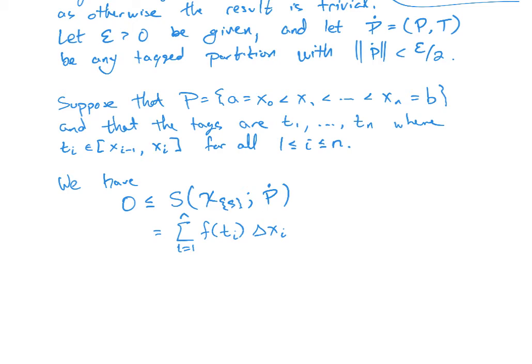Okay, now we write out the Riemann sum. That's what it is. Now I'm going to use an upper bound on this sum. These delta x_i's, they're all less than epsilon over 2. So I'll just replace them with epsilon over 2.